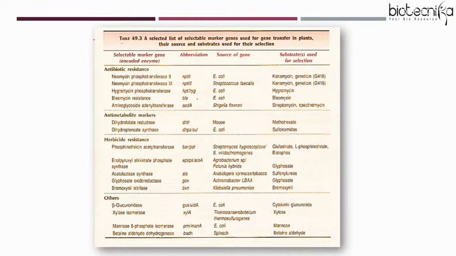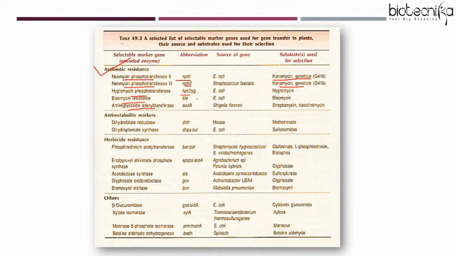As you can see, we have antibiotic resistance genes that include NPT2, NPT1, HPT, bleomycin resistance, and then aminoglycoside adenyl transferase. For NPT2, the substrate used for selection will be kanamycin and geneticin. For NPT3, you have got the same substrate.